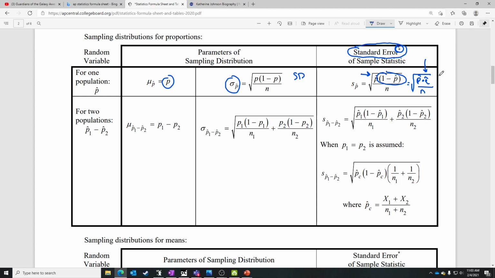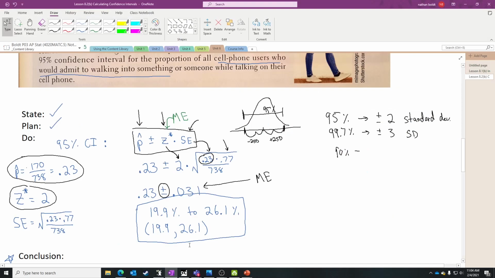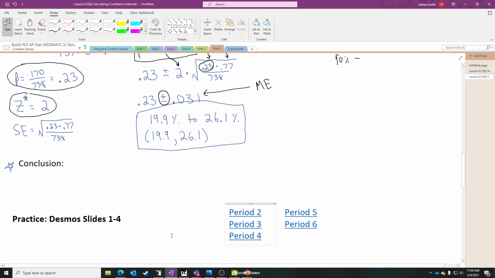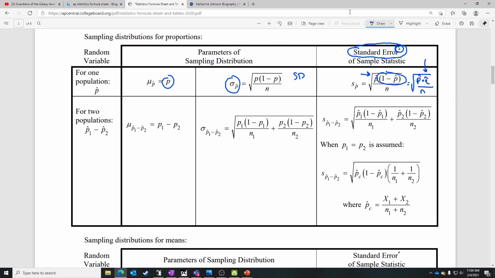All right, so the first 4 slides, I think. Let me double check. The first 4 slides. Yes, slides 1 through 4. Same process, same idea. Do the calculations for a confidence interval. Feel free to keep putting questions in chat, and I'll answer them there. But try those out.